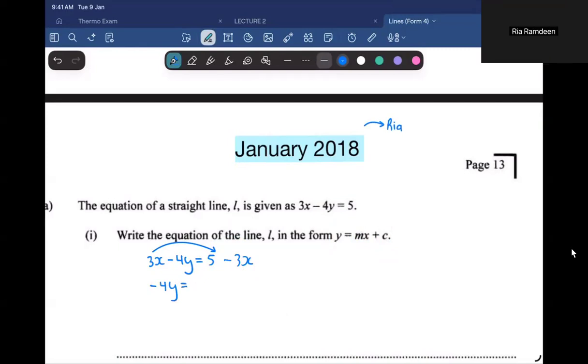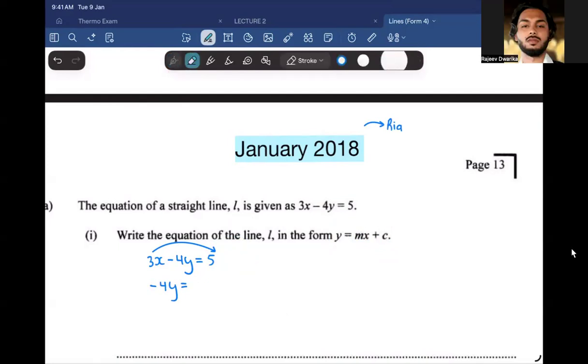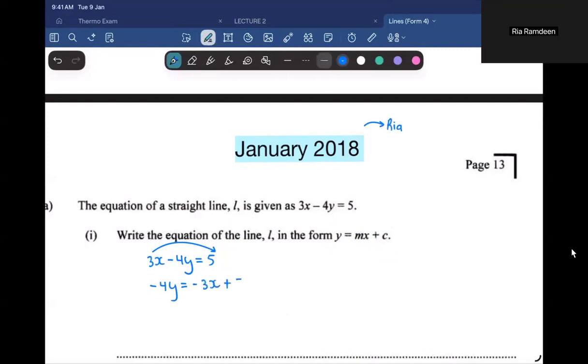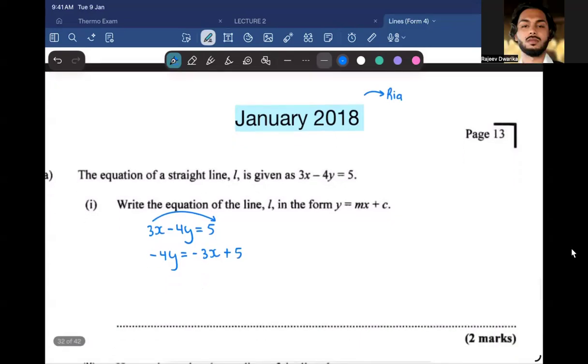Minus 4y equals to 3x. Wait, no, you can move minus 3x across, right? Minus 3x plus 5, because it's positive 5. Okay, we want to find for 1y. What's the next step? Then we have minus 4y. We divide by minus 4.